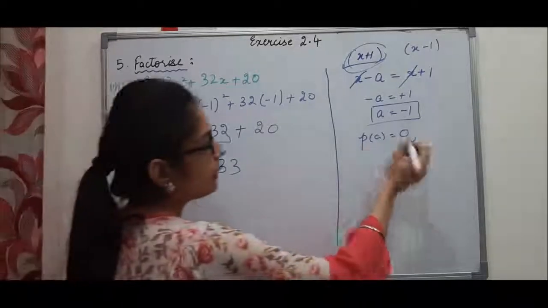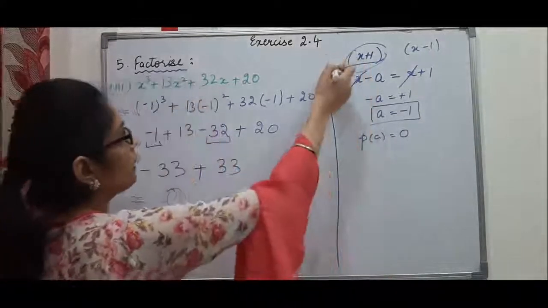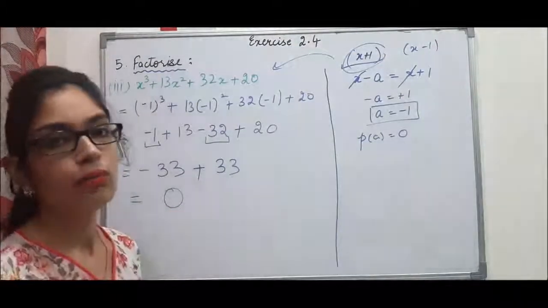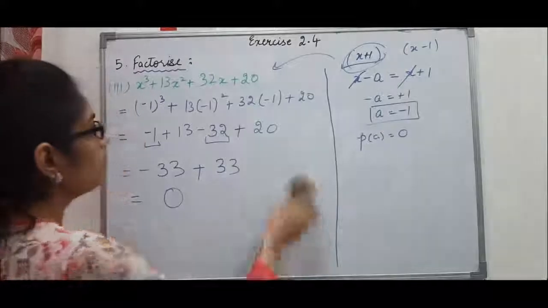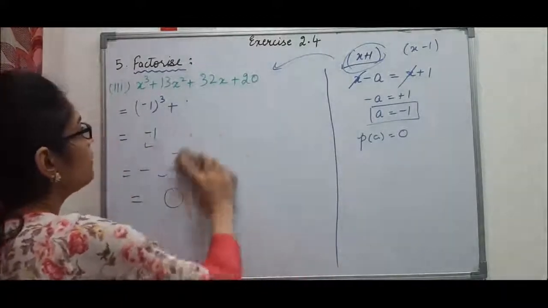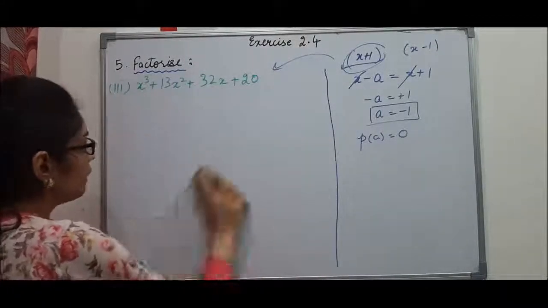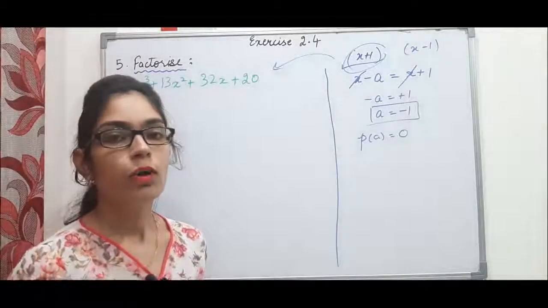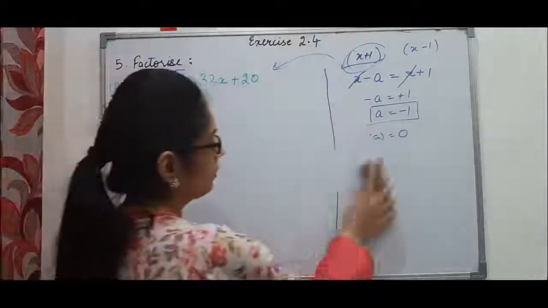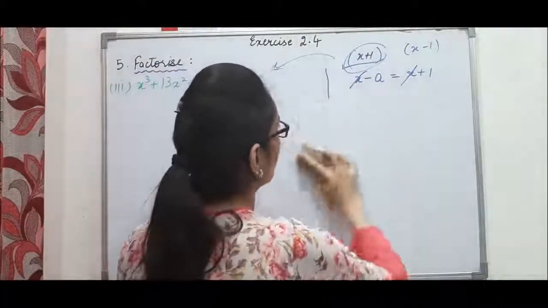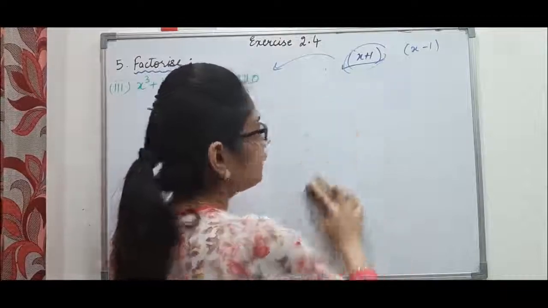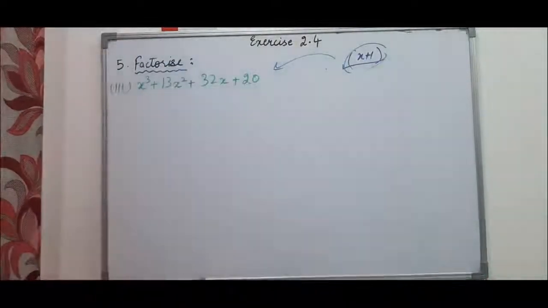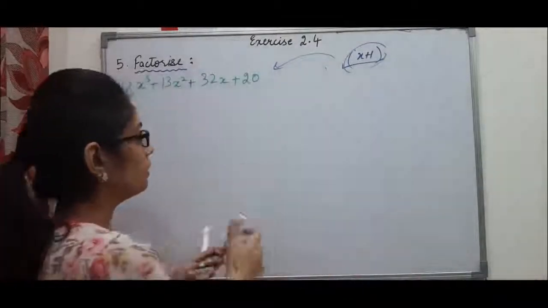Now I got p(a) equal to 0, which means x plus 1 is a factor of this given polynomial. Now again, the same way, we have to do division. We will do long division so that we will get the other factor in the form of a quadratic polynomial. Make sure in division you will get 0 remainder, and you get 0 remainder only if this term is a factor.